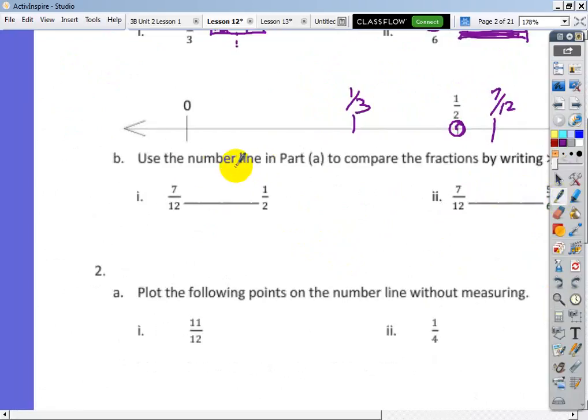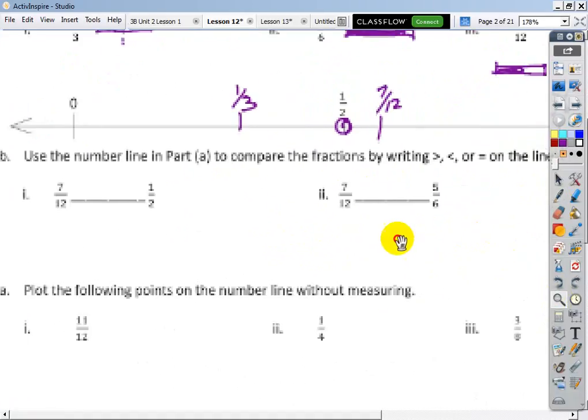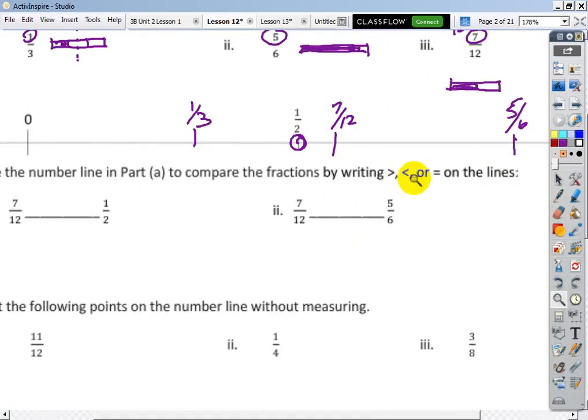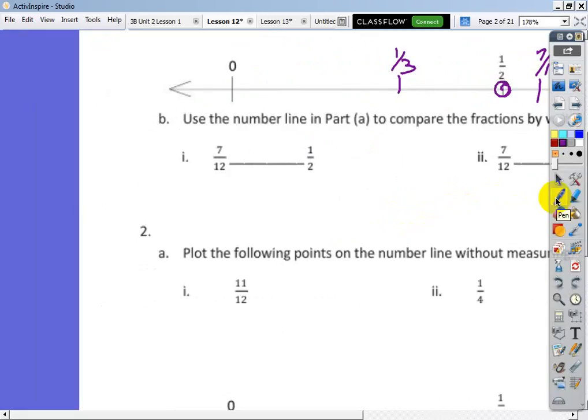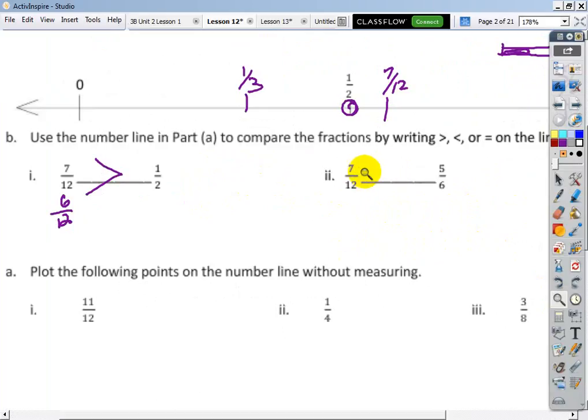Okay, use the number line in part A to compare the fractions by writing greater than, less than, or equal to on the lines. 7 out of 12 and 1/2. We know that this is more than half because 6 out of 12 is half. So 7 out of 12 is more than half. 5 out of 6 is more than half.